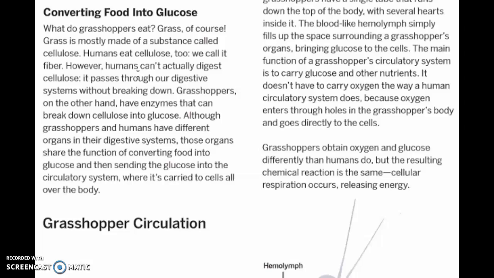What do grasshoppers eat? Grass, of course. Grass is mostly made of a substance called cellulose. Humans eat cellulose too. We call it fiber. So if we say a diet is high in fiber, it's high in cellulose. Why is that good for us? We're going to find out. However, humans can't digest cellulose. It passes through our digestive system without breaking down. So fiber for humans is really healthy to push food through your digestive system. Because it does not break down, that's really good at pushing out other food.